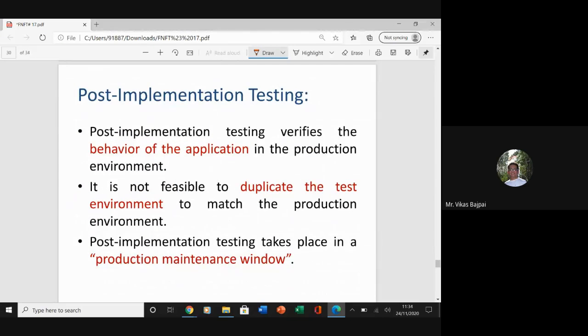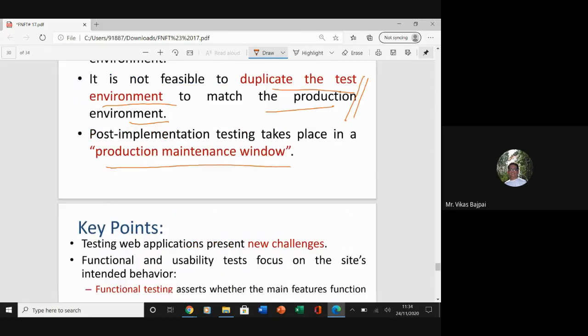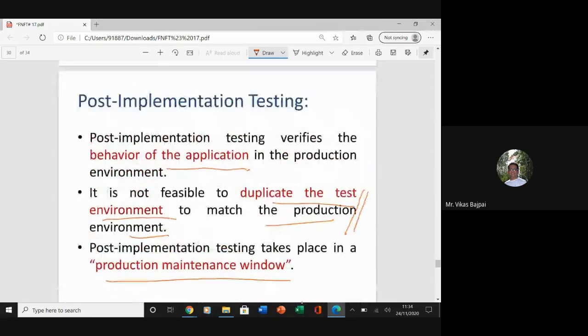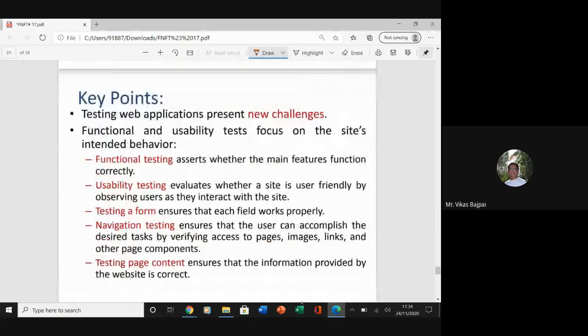Then we have something called post implementation testing. So post implementation testing verifies the behavior of the application in the production environment, and it is not feasible to duplicate the test environment to match the production environment, because even if I'm putting in some effort in order to duplicate it, that particular thing will still not be as accurate as the real world environment. So post implementation takes place in a production maintenance window. So I keep a time limit. There we take a call on testing this product post implementation.